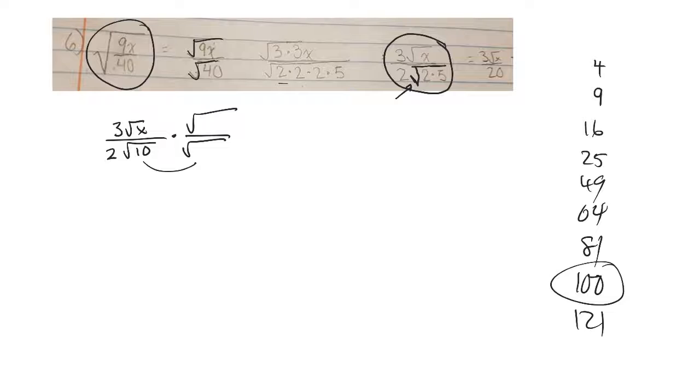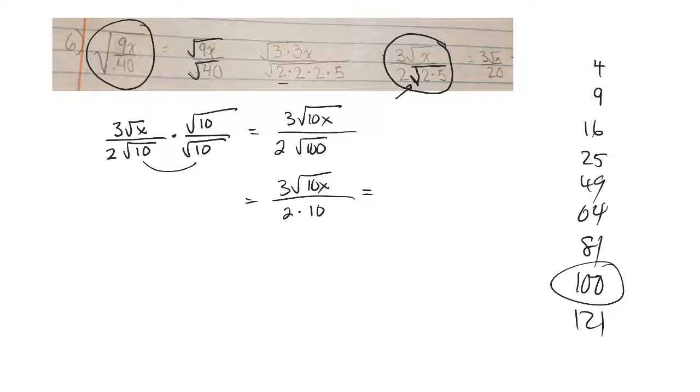So I'm going to multiply both top and bottom by root 10. Because now on the bottom, I'm going to get 2 times the square root of 100. On the top, I'll get 3 times root 10x. On the top, I'll just leave that. But on the bottom, I'll get 2 times just plain old 10. And so I'll get 3 root 10x over 2 times 10, which is 20.